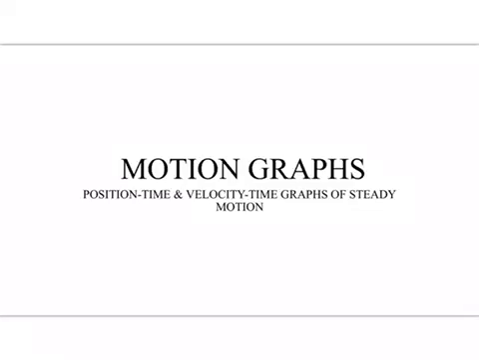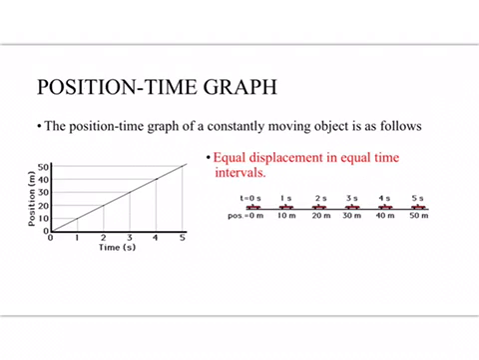Hi students, in this video we are going to cover the position-time and velocity-time graphs of steady motion. The position-time graph of a constantly moving object is as follows. There are equal displacements in equal time intervals. You see that every 1 second there is a displacement of 10 meters. So when I put the values, I have this graph.